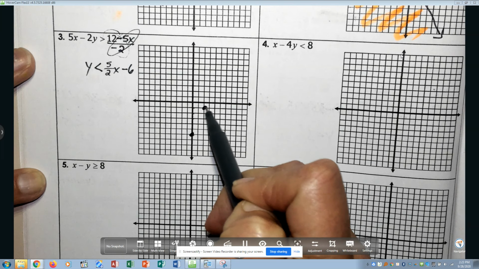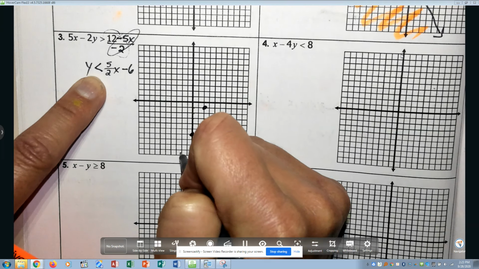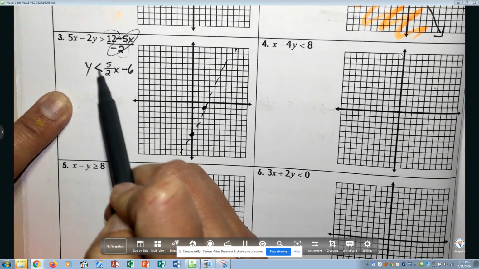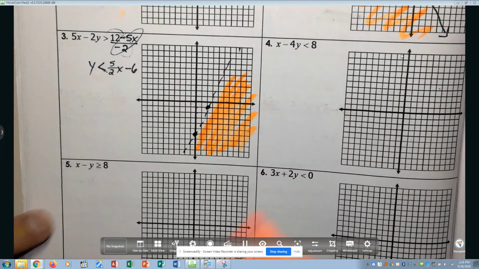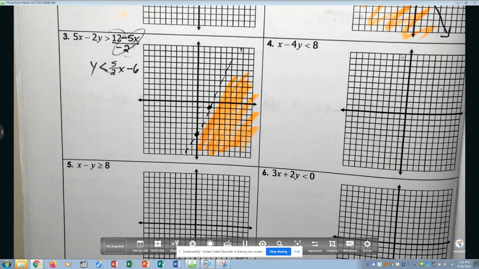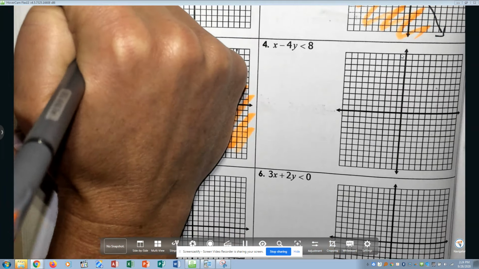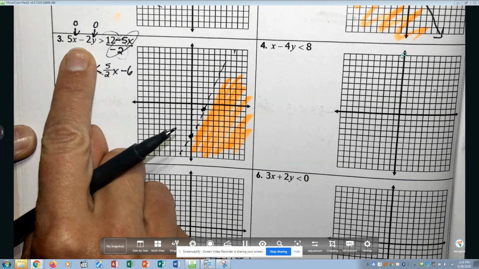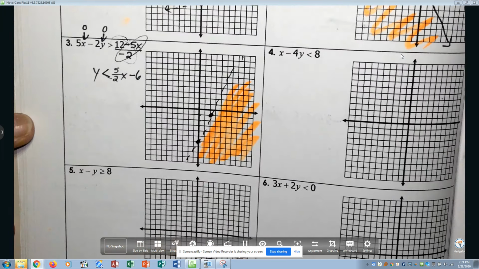2 points make a line. Now, there's no equal to sign here, so this is going to be dotted. This is also less than, so we shade away or shade below the line. Okay? Another way that you can do this is by plugging in 0, 0. I'm going to plug it into the original because 0 minus 0 is 0. Is 0 greater than 12? No. So you shade away from 0, 0.